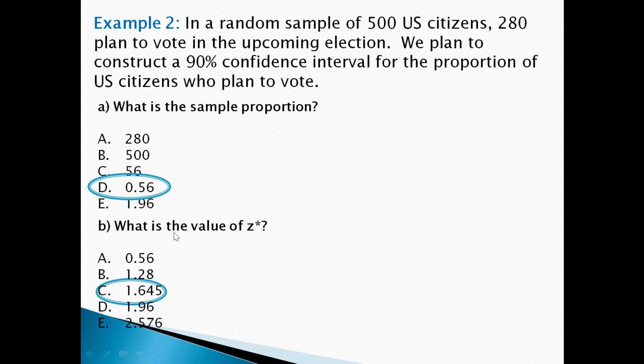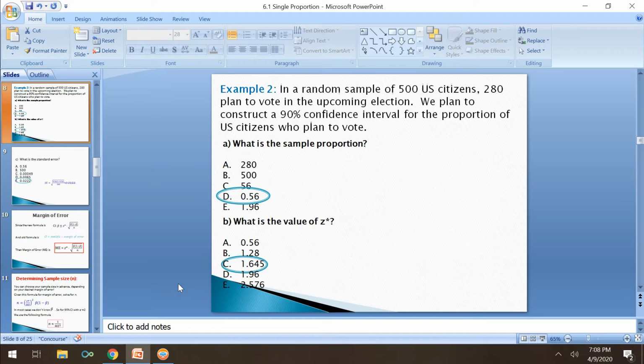Next question, what is the z-star? Now, since we are talking about the 90% confidence interval, the z-star is 1.645. You either have it in your notes or you memorize it, or if you don't have it, you can always find it on StatKey. So I'm going to show you how.